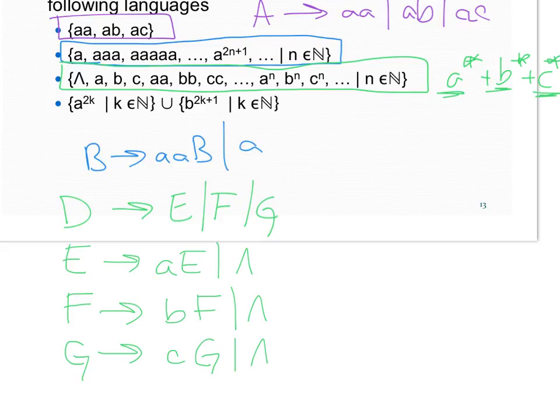I guess we'll switch back to purple again. So we're doing this last one. A to the 2k such that k is an element of n, unioned with B to the 2k plus 1 such that k is an element of n. Ouch, right? So what have we got here? Think about it for a minute. Pause for a second and think about what is the regular expression, right? What have we got here?